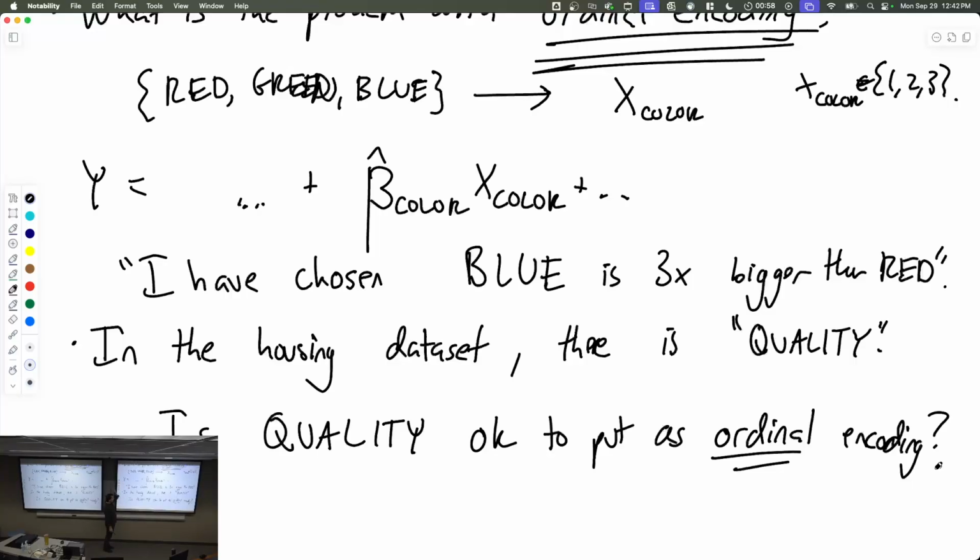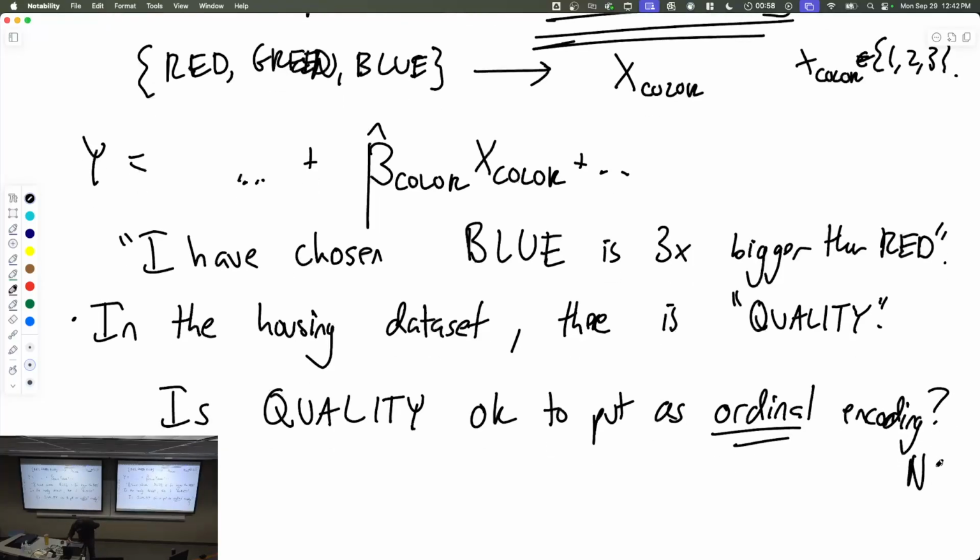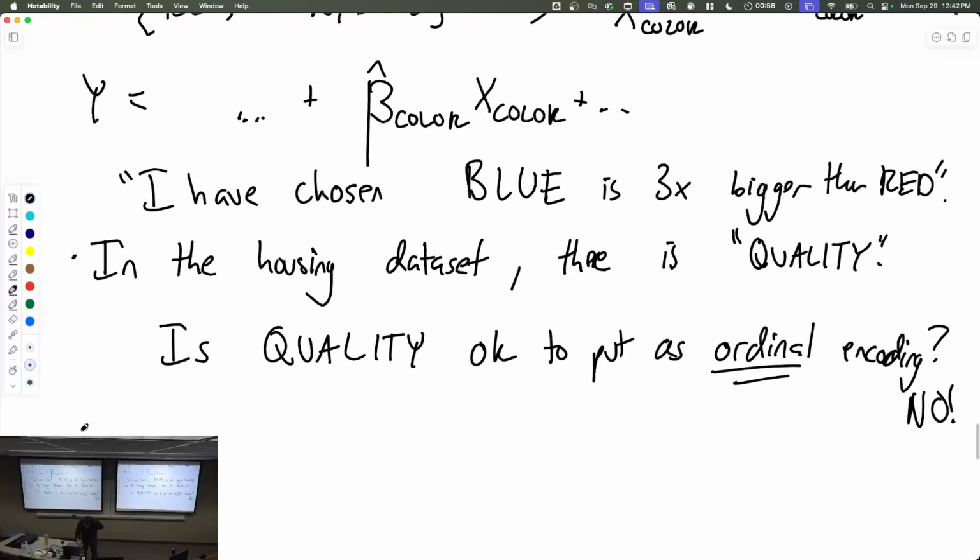I would say the answer is no. Again, we're not talking about the total price of the house, that would be completely crazy. But even the effect of an 8 versus the effect of a 4, I don't think it's necessarily double the effect. It could be that 1 to 5 stars are all crappy, they all kind of have a flat price. And then once your house is a 7 or an 8, the price goes up, right?